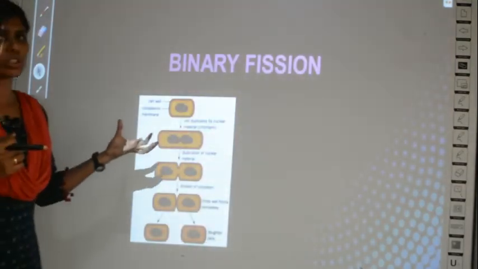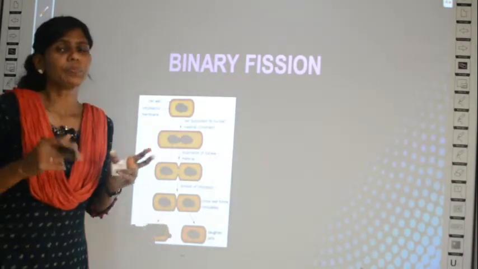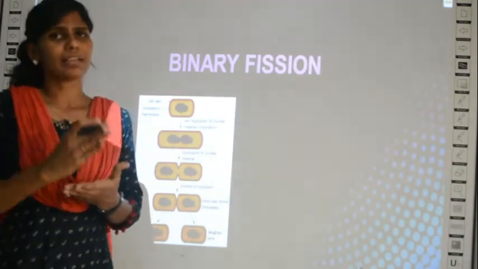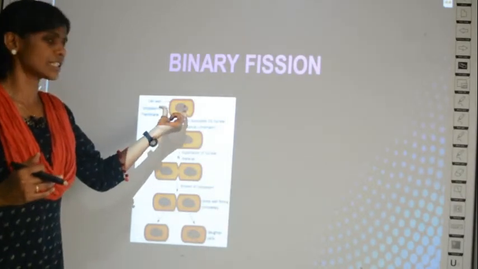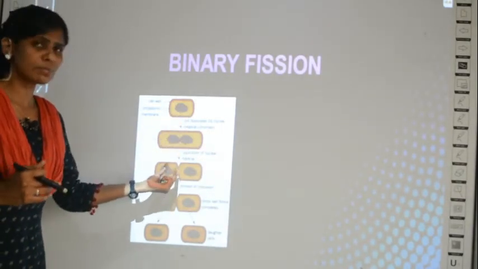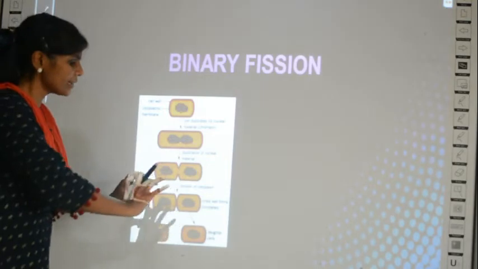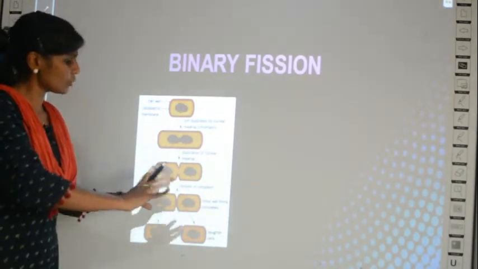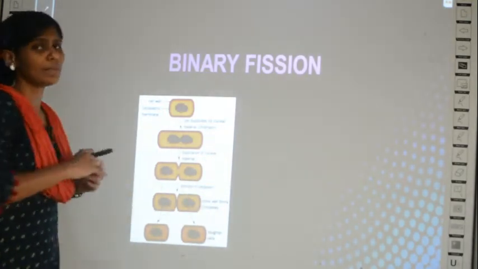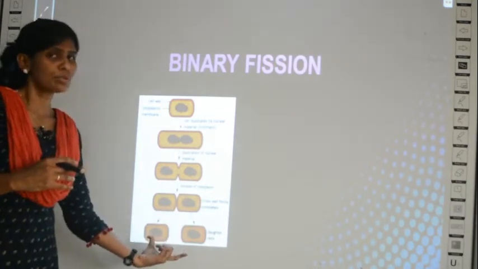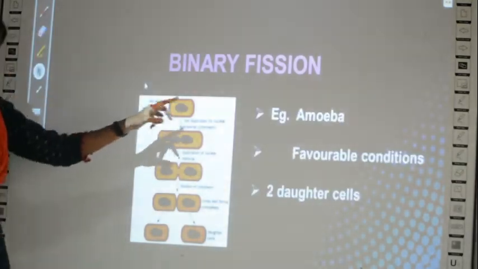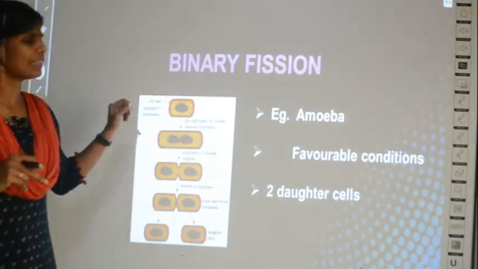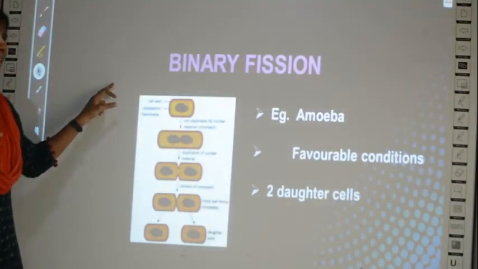And binary fission: binary is 2 and fission means like cut or partition. So here also, just like yeast, first the nucleus is divided into 2, then the cytoplasmic content is divided into 2, and then the nucleus and the cytoplasm, both of them will individually be separated. So now you have two daughter cells from one parent cell. This is binary fission and it happens in amoeba, and it will happen only when the condition is favorable.